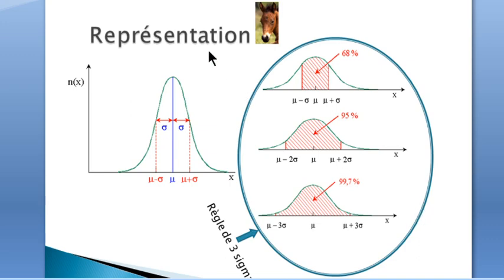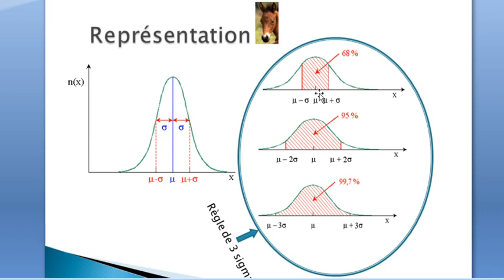Now, let's see how all this is represented. This is done on a bell-shaped curve, courbe en cloche in French, with the average mean of the performance as well as the standard deviation on the x-axis and the frequencies or the population size on the vertical axis.